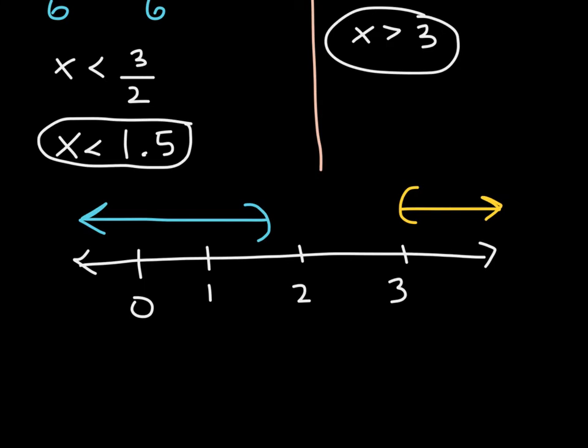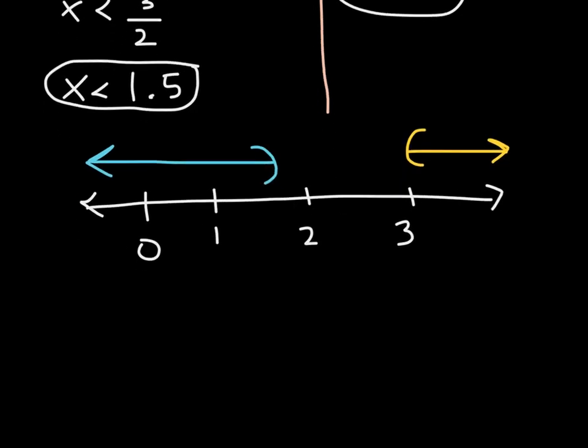Right. There are no numbers that belong to both sets. They have nothing in common. What does that mean? It means that the intersection is empty. There are no numbers that are in both sets. So your final answer is no solution.